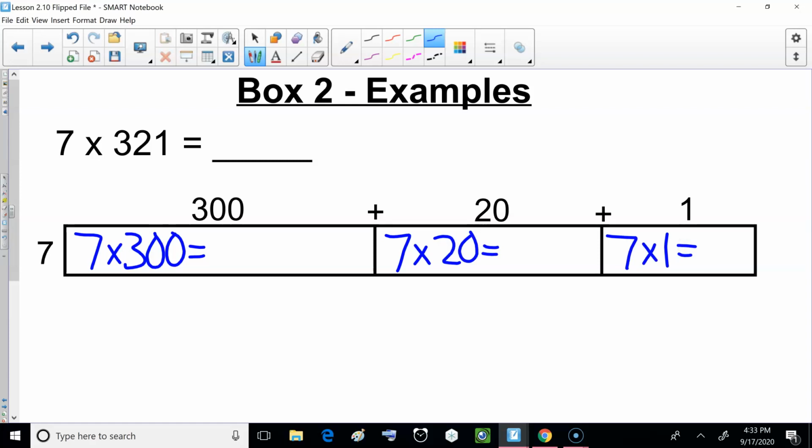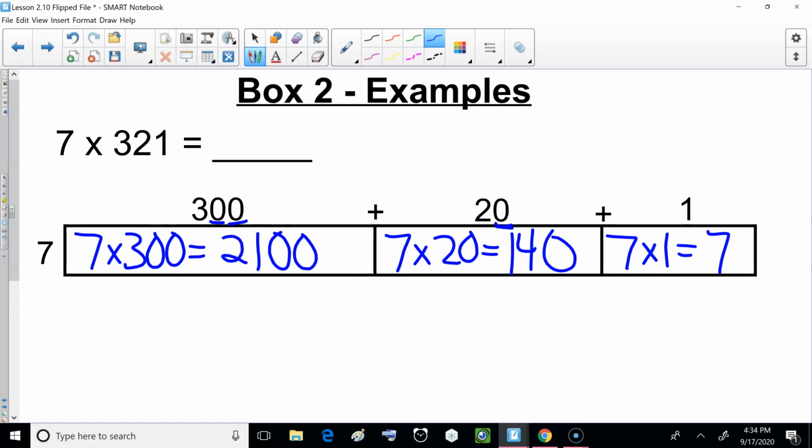So notice when we're multiplying hundreds, there's a 0 in the ones and a 0 in the tens. So that's going to stay the same way. And now we just have 7 times 3, which would be 21. So 7 times 300 would be 2,100. 7 times 20, we have a 0 in the ones place. So we're going to have that same 0 in the ones. 7 times 2 is 14. So we have 140. And the last one, 7 times 1, 7.